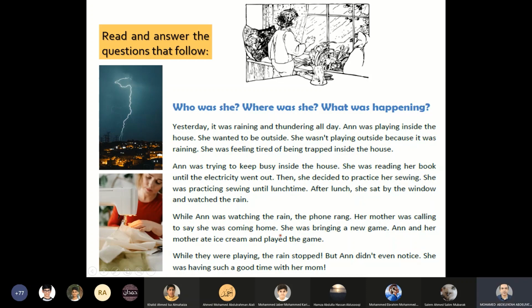She was bringing a new game. Anne and her mother ate ice cream and played the game. While they were playing, the rain stopped, but Anne didn't even notice. She was having such a good time with her mom.